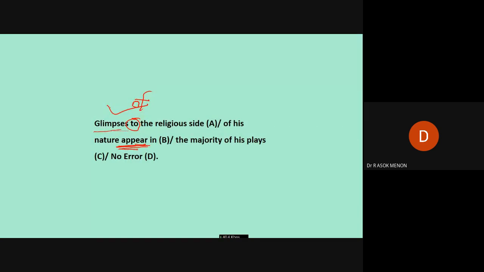So just a few minutes before I said a singular subject should be followed by a singular verb and a plural subject should be followed by a plural verb. That is what it really means. See, again, let's go back. Glimpses is correct. Only to should be replaced with of. Then everything will be all right, because glimpses appear. Agreement is okay. Glimpses of the religious side of his nature appear.